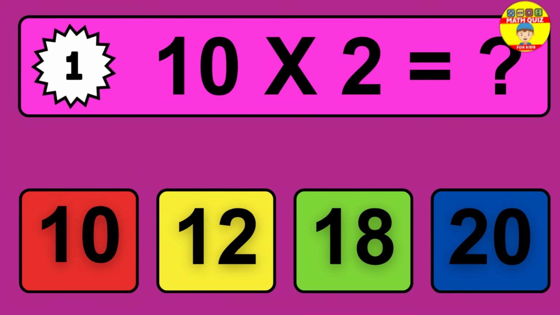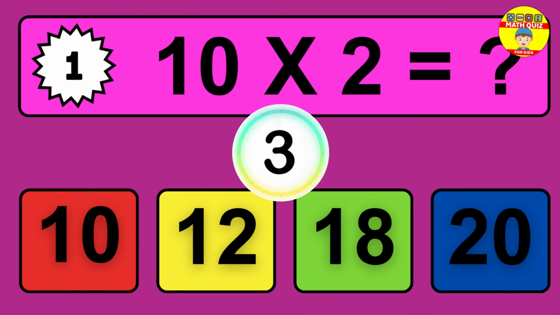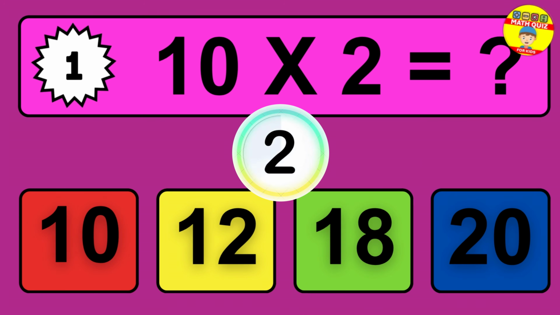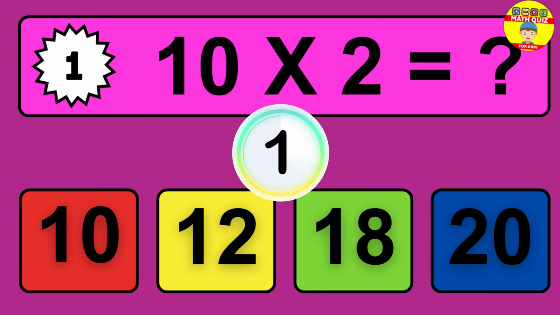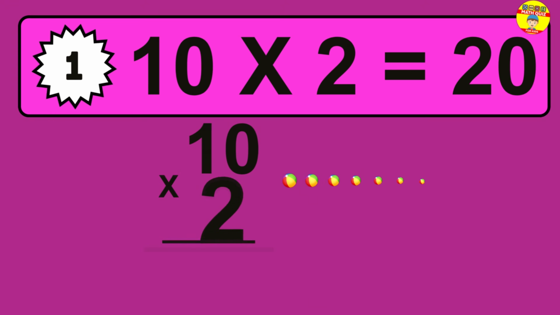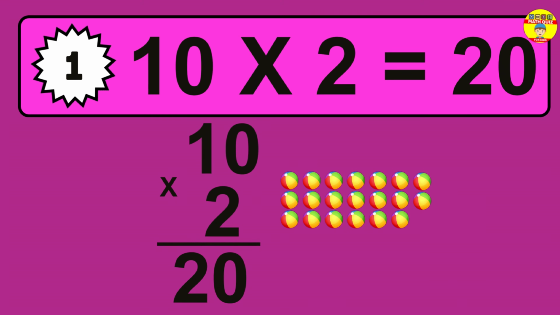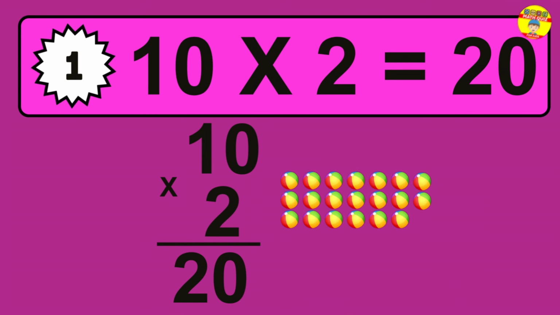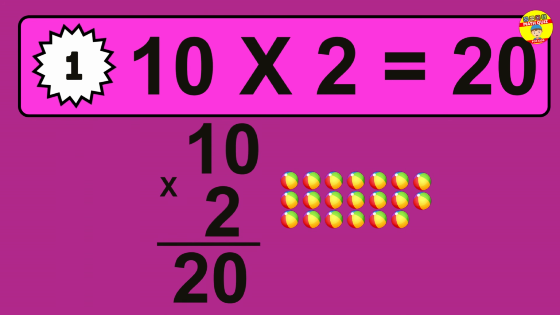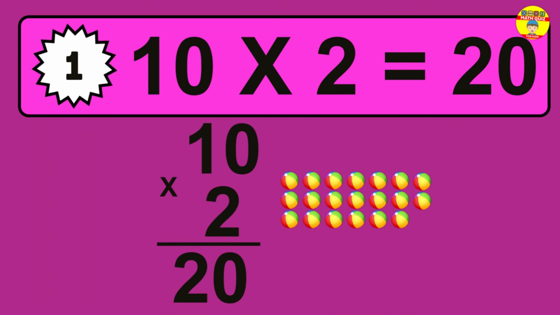Question 1. 10 times 2 equals what? So the answer is 10 times 2 is 20. To calculate, we have 10 groups with 2 balls each one. So how many balls do we have? 20 balls.